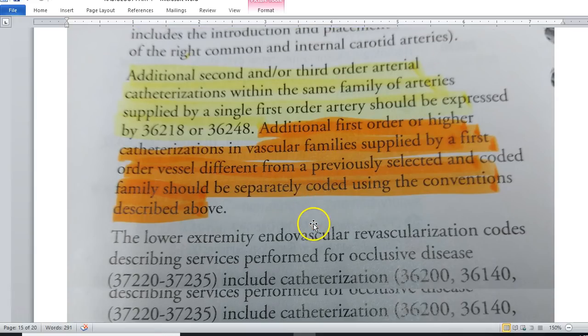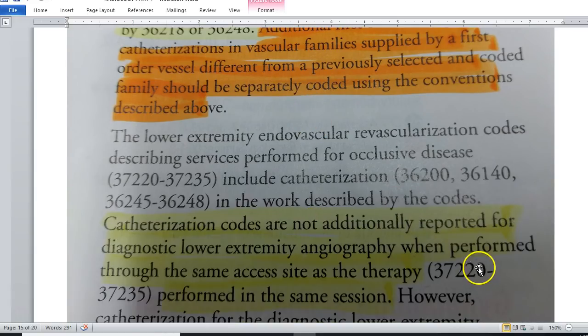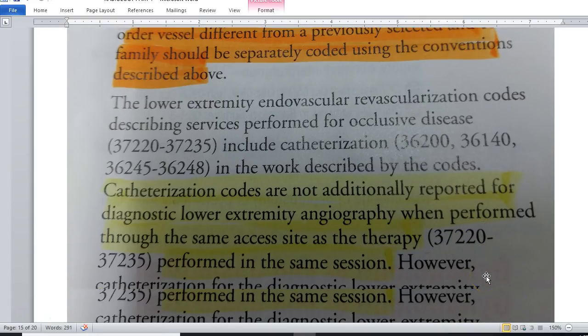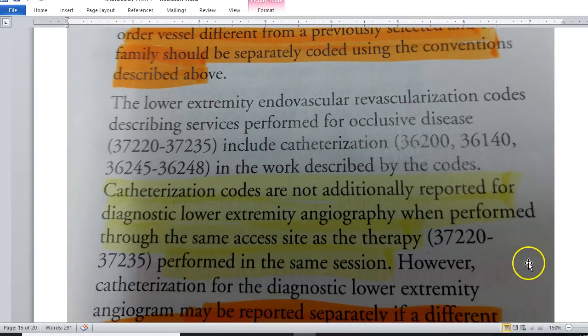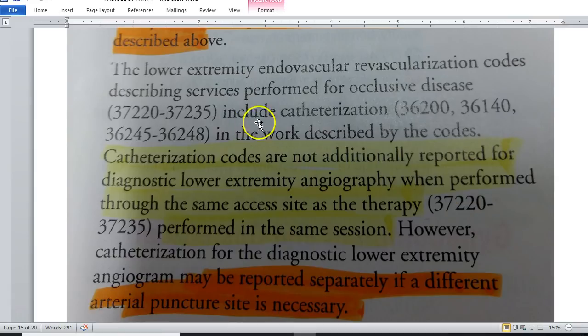Now they go on to tell us the lower extremity endovascular revascularization code describing services performed for occlusive diseases include catheterization in the work described by the code. So again, when we did that in the cardiac surgery portion, what is included in your codes? Catheterization codes are not additionally reported for diagnostic lower extremity angiography when performed through the same access site as therapy performed in the same session.